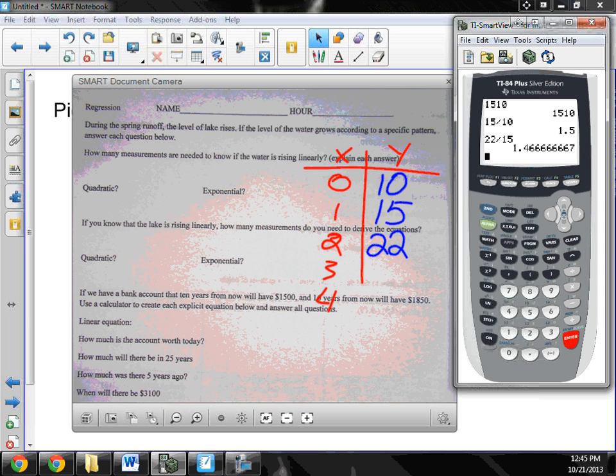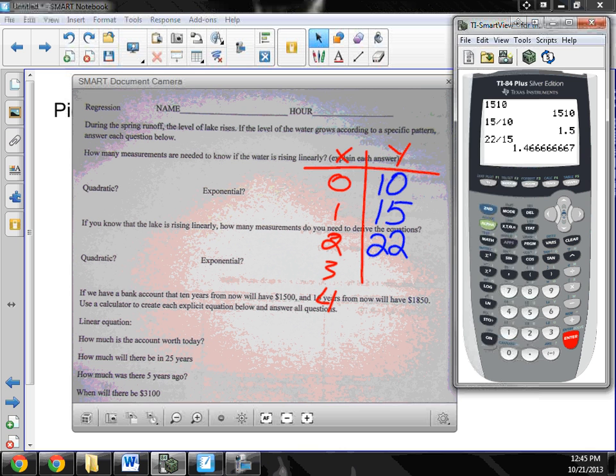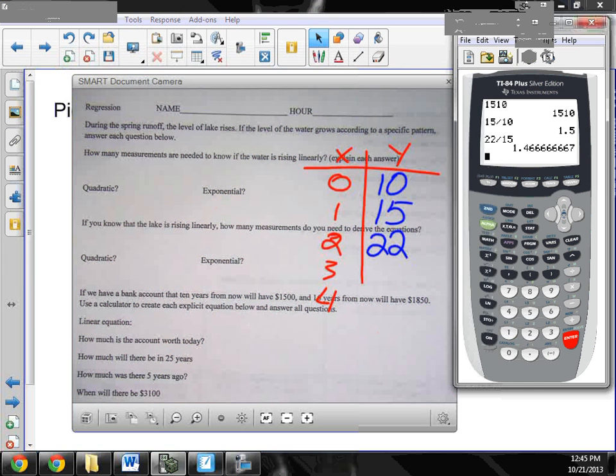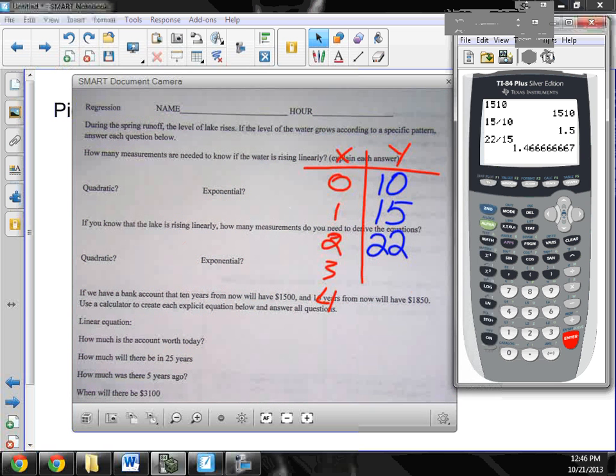It's not linear and it's not exponential. But it could be a lot of other things. So just because it's not those 2 does not mean it's quadratic. Okay, so we need 3 points for exponential. And the reason is we need to calculate that common ratio twice.